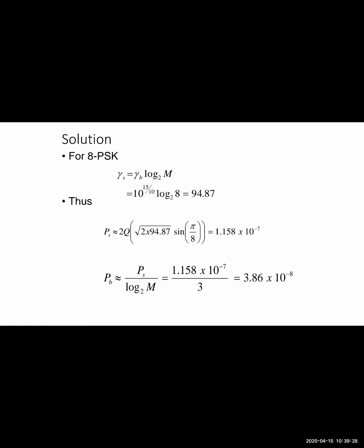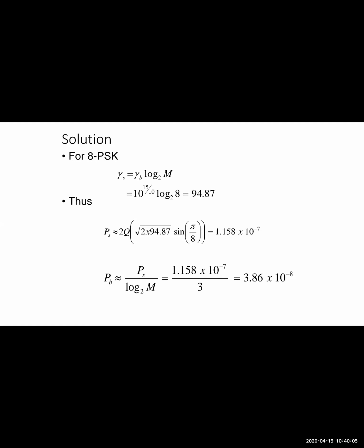Then we invoke equation 9, and that's what you have. If you do the substitution, that's the value you get. Now, this is the probability of symbol error, but we need probability of what? Bit error. So we do the conversion, and that is what we have. So you see the two values. For 8 PSK, that is the value for what? Bit error rate at a particular SNR per bit, which is 15 dB.